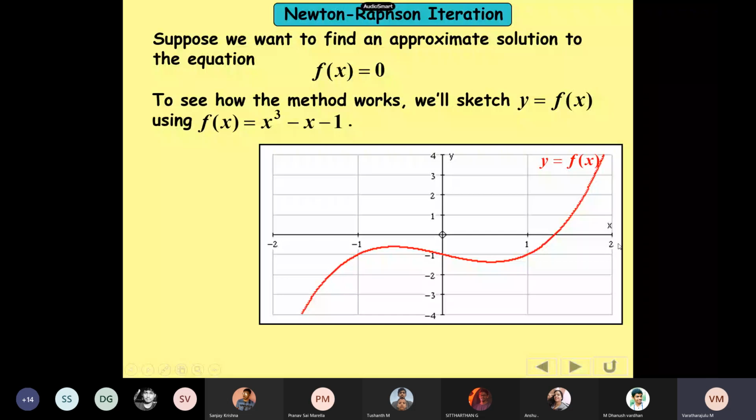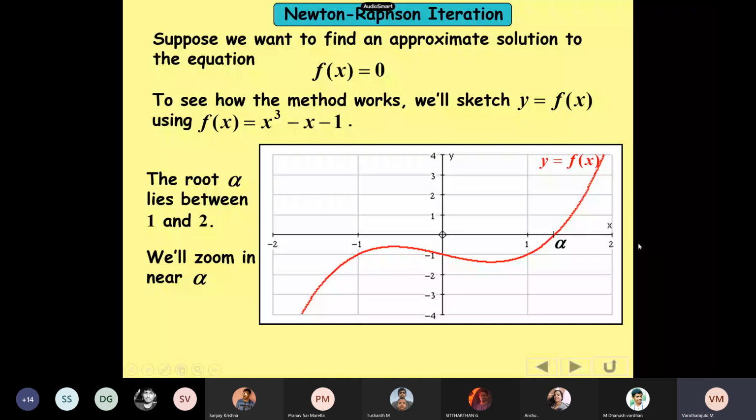What we can do is the Newton-Raphson method in detail. Let the root be alpha. So the root alpha lies between 1 and 2. This is our alpha. What we need to do is make a move towards alpha in order to find the result. So we will track and find the result. This is alpha, right? This is the alpha.